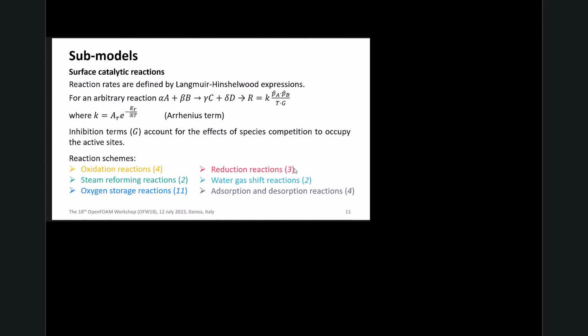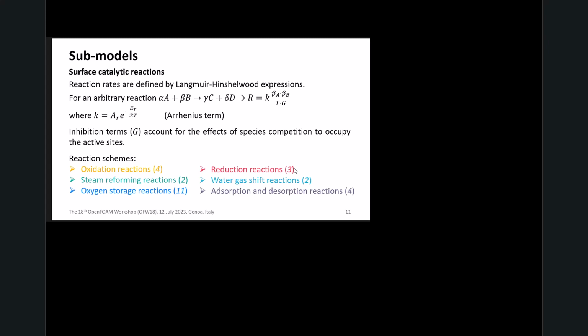Then it's important to model also the pollutant species conversion, and this requires a surface catalytic reaction model. In this case, we use the Langmuir-Hinshelwood expression to calculate the reaction rates, considering also the effect of species competition to occupy the active sites, including the inhibition term. There are several reactions that we included, and they are grouped in reaction schemes. Here I reported the list of the main reactions which we consider, for example, oxidation reactions, reduction reactions, and so on.